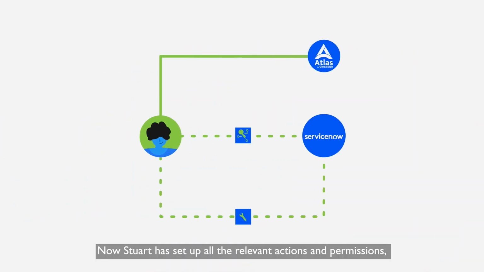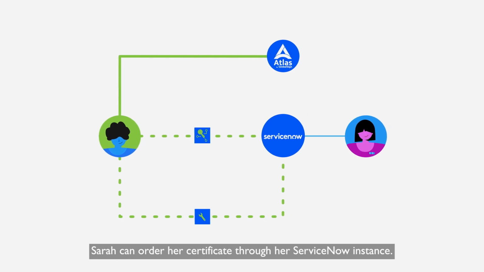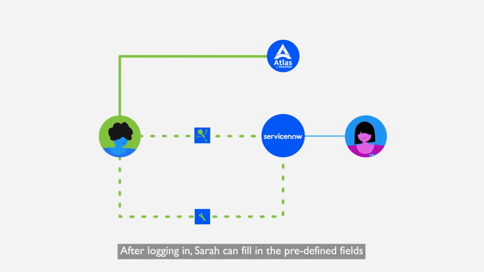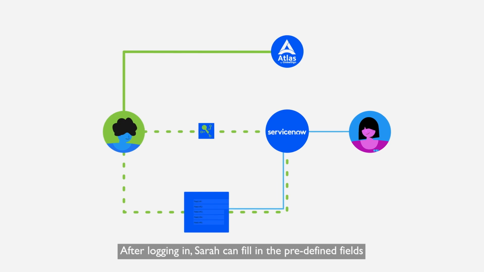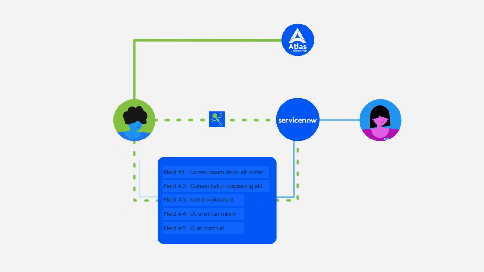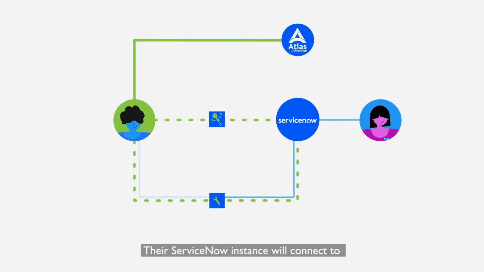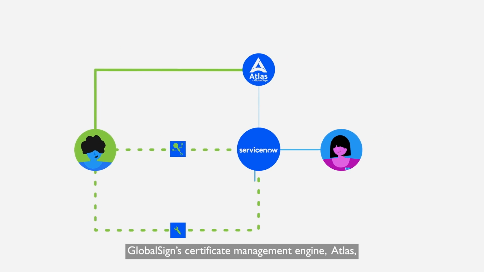Now Stuart has set up all the relevant actions and permissions. Sarah can order her certificate through her ServiceNow instance. After logging in, Sarah can fill in the predefined fields and is able to submit her request for approval. Their ServiceNow instance will connect to GlobalSign's certificate management engine Atlas to send the certificate request.